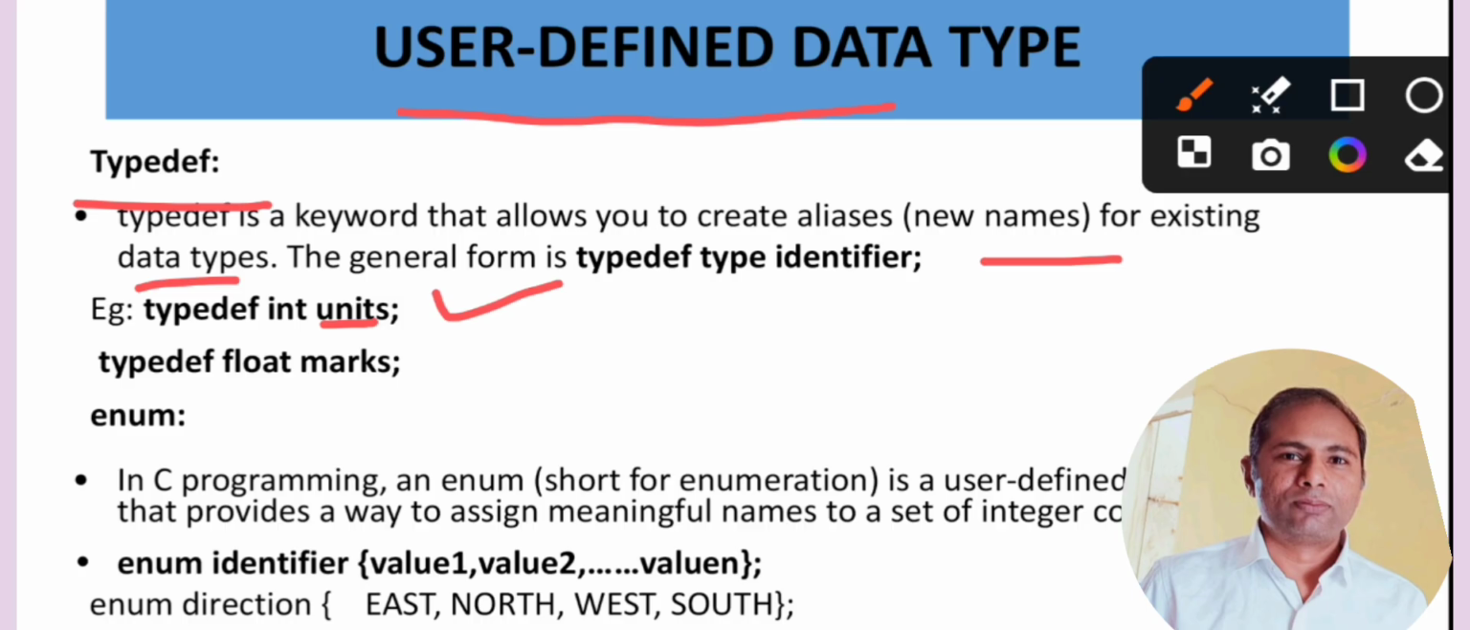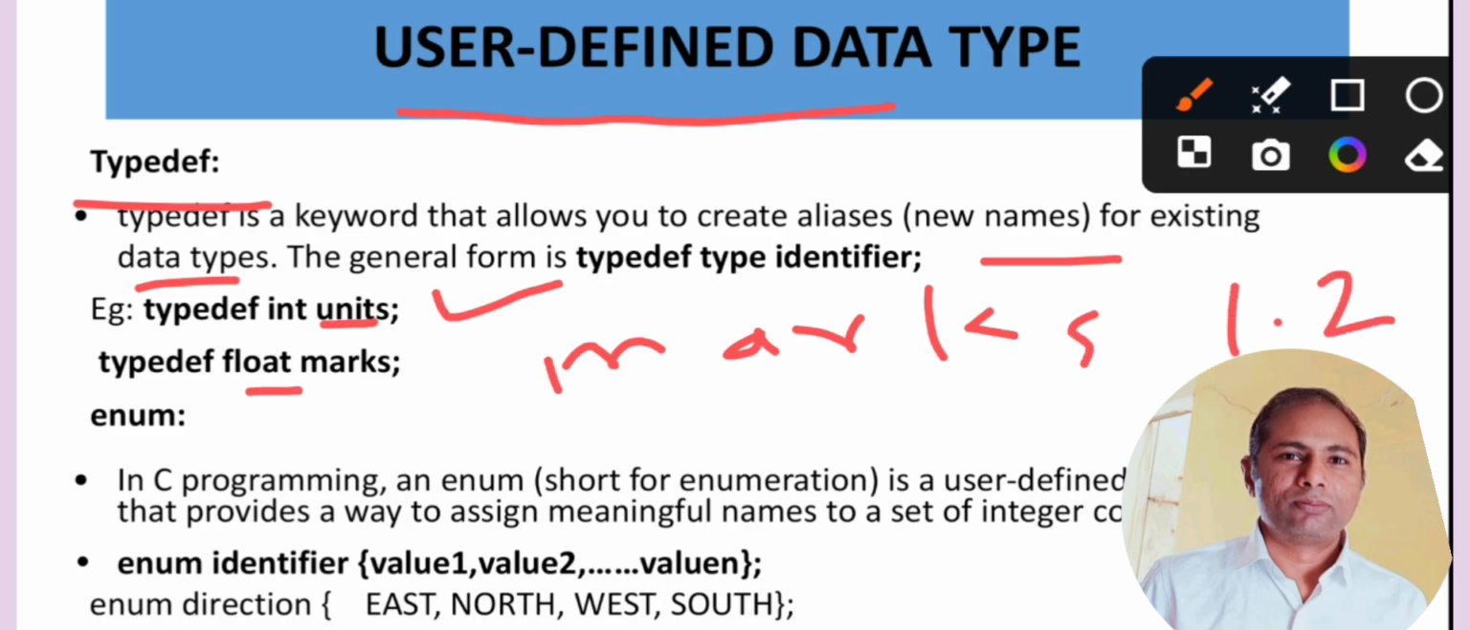Same thing, if I don't want to use the name float, I can change the name float. How will I write? I will write typedef float marks. So if I write marks, it means I can use marks for decimal numbers. For example, 1.2, 2.1, like this.